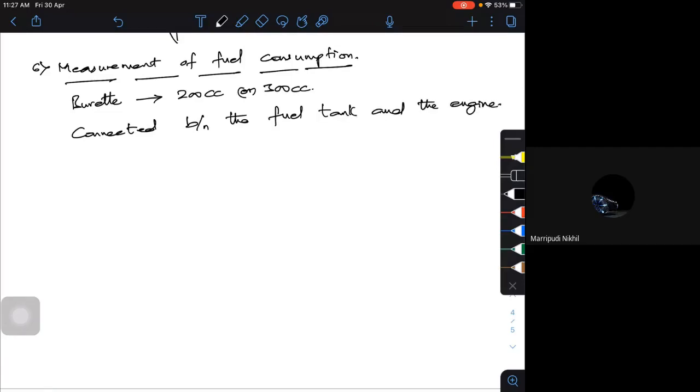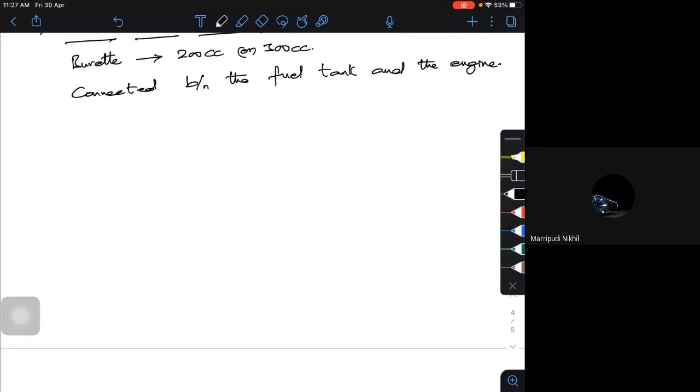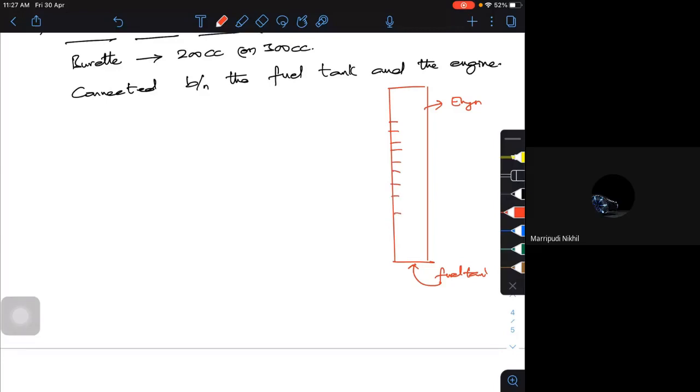So what will happen? This burette will show the amount of fuel that is there. The fuel gets filled up in this burette. Suppose this is a burette, something like this. It is connected to the fuel tank on one side, and on the other side it is connected to the engine. It has some graduations, and we try to fill it up to this particular point.